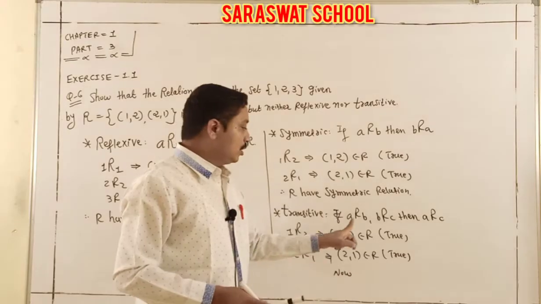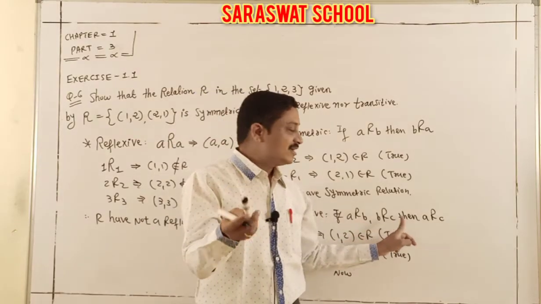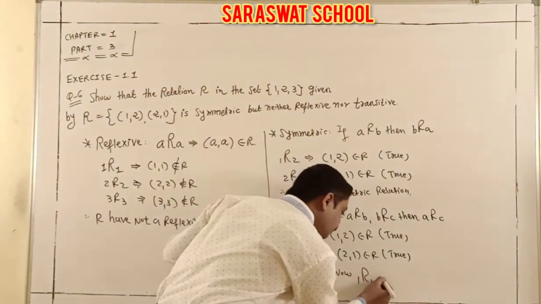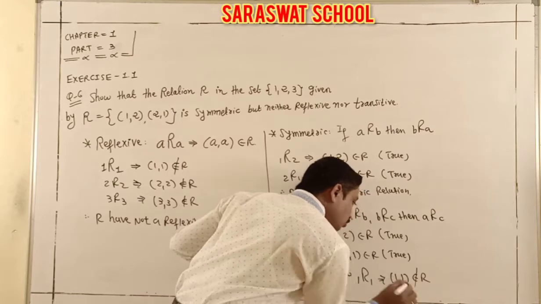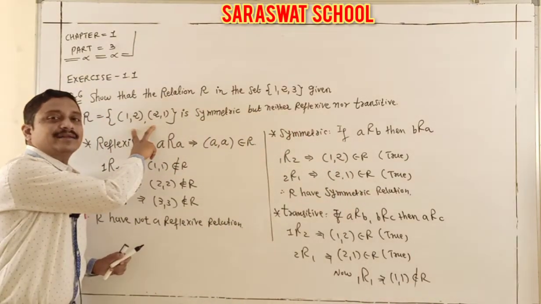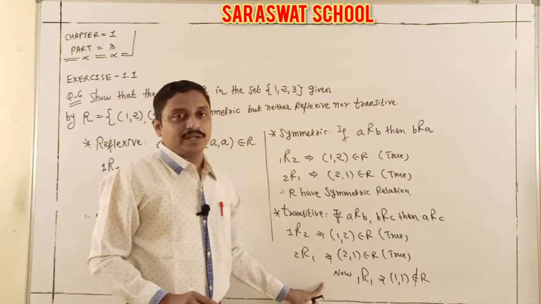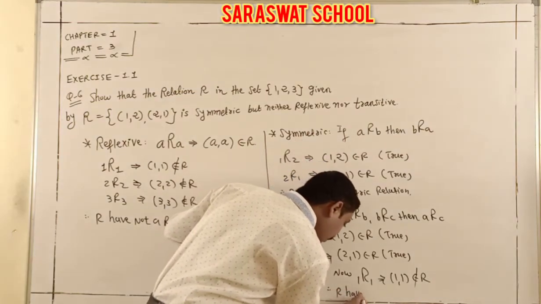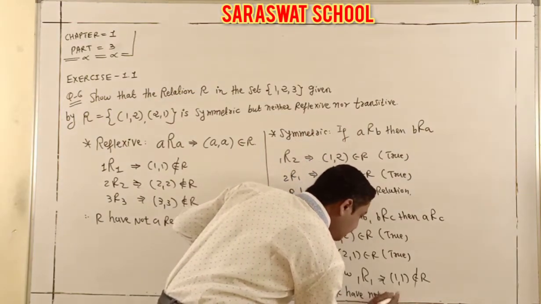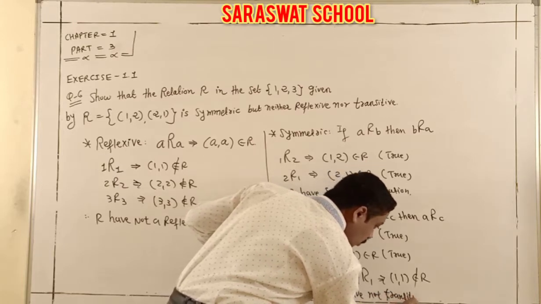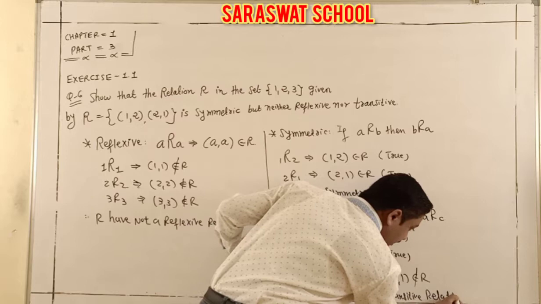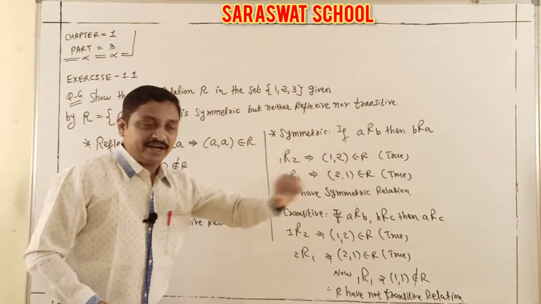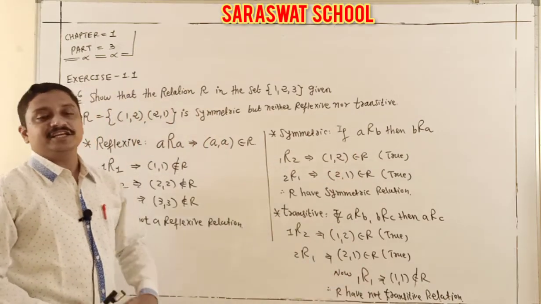Now what is the rule? a to b checking, b to c checking, then a to c. Here a to c means 1 to 1. So I write (1, 1). Does it belong to R? No, this is not present in R. It means this case does not hold. Therefore, R is not a transitive relation. It is a very easy explanation: not reflexive, but symmetric, and not transitive.